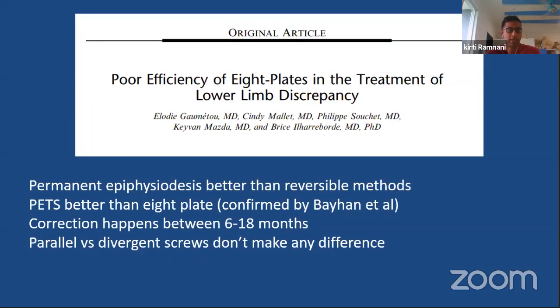They also said that putting the screws parallel or divergent did not make a difference. And again, they concluded that 8 plates at best are unpredictable in treatment of limb length discrepancy.